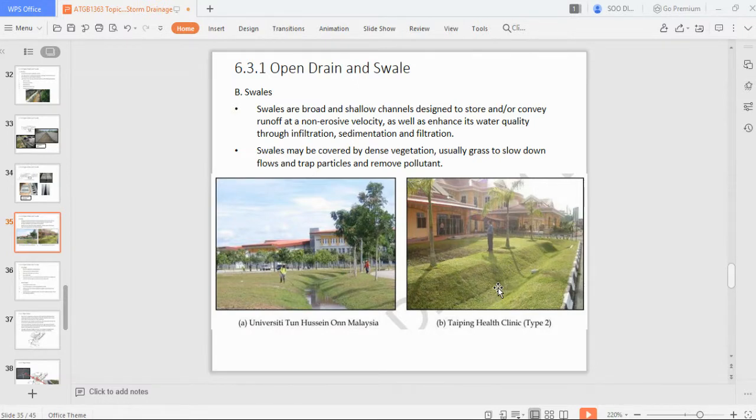Because it is done this way, we need to ensure that the slope of this swale is not at a very steep angle, because we just want to slowly convey the rainwater at a slow velocity. If the velocity is very high in this swale, then it will wash away the vegetation and the soil surrounding it, which will defeat the purpose of the swale. Because this is made out of grass, it's able to trap any material in this system.